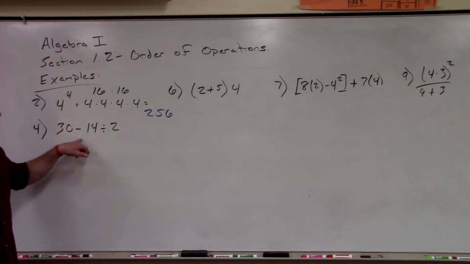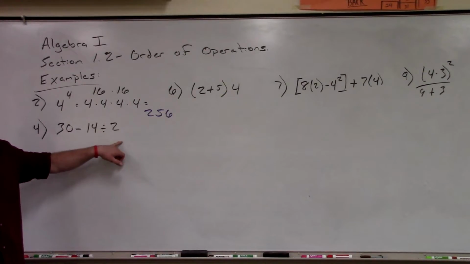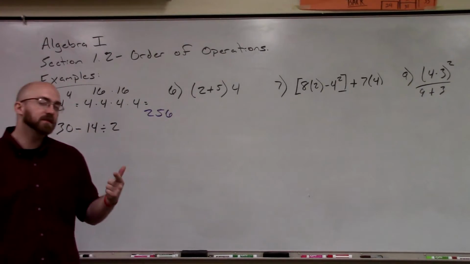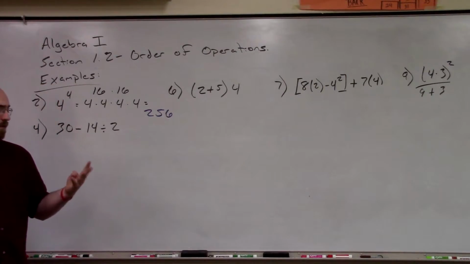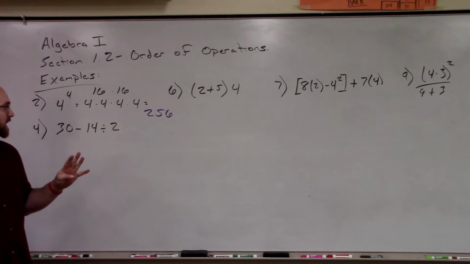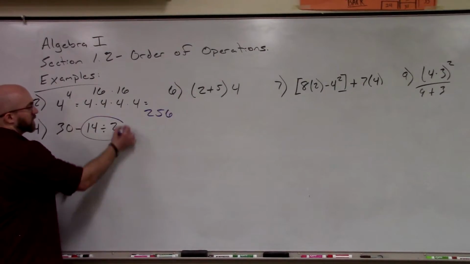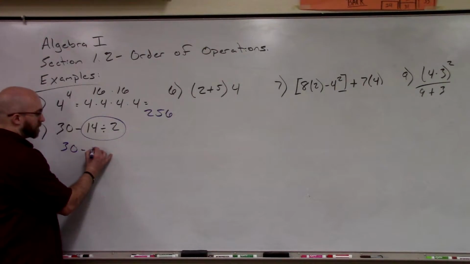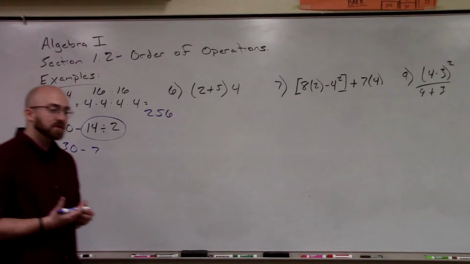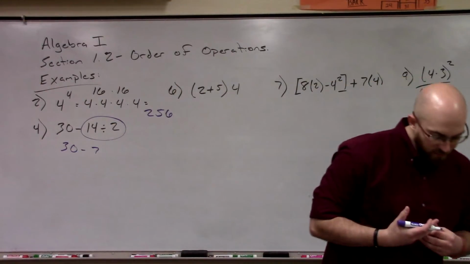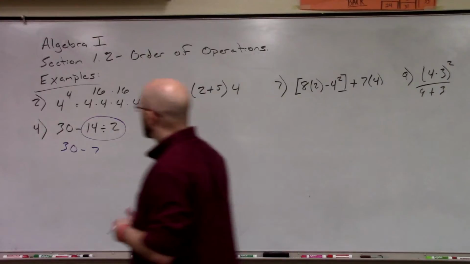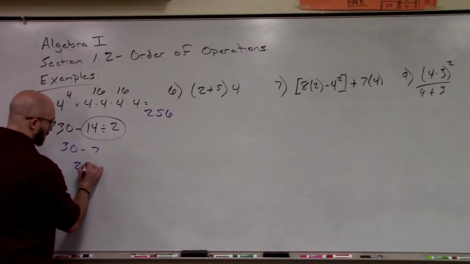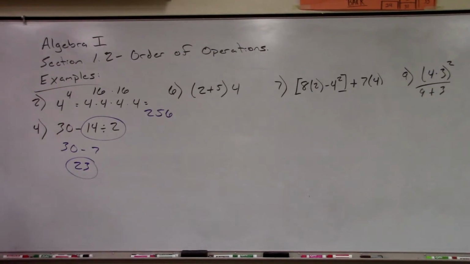This next one has two operations going on: 30 minus 14 divided by 2. If we look at the order of operations, 1 is grouping, 2 is exponents, 3 is multiplying or dividing, 4 is addition or subtraction. So we need to do the division first. That means we get 30 minus 7, because 14 divided by 2 is 7. Now we just subtract, going left to right, which gives 23. That's your final answer.